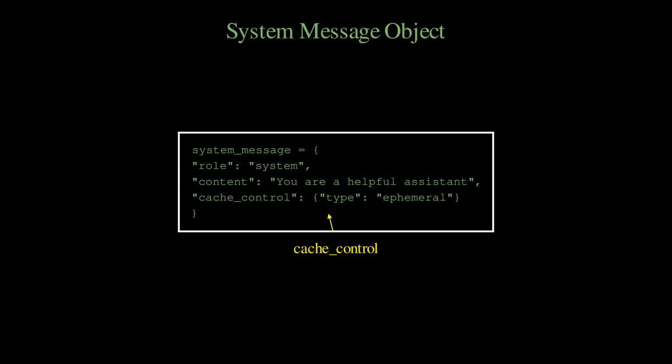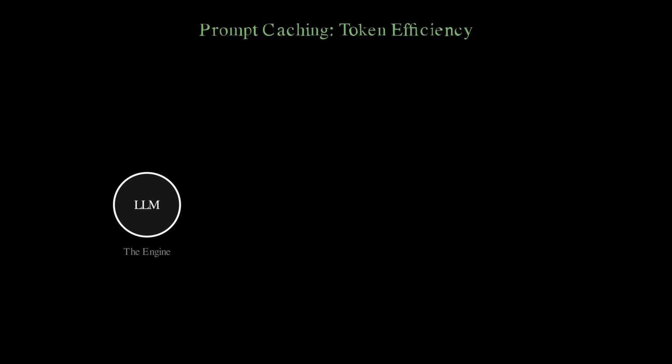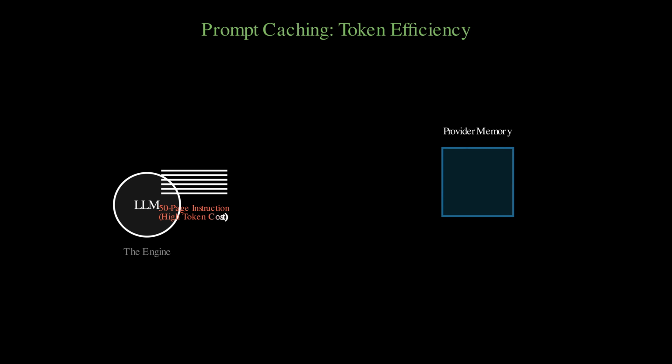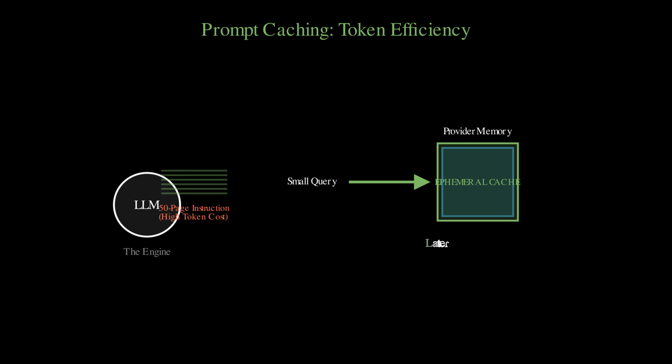You can set cache control ephemeral. Why does that matter? Well, imagine your system prompt is a 50-page employee handbook. You don't want to re-upload that and pay for all those tokens on every single turn of the conversation, right? Caching tells the provider, hey, keep this heavy instruction block in memory. It saves money and latency. That's a great tip for production.